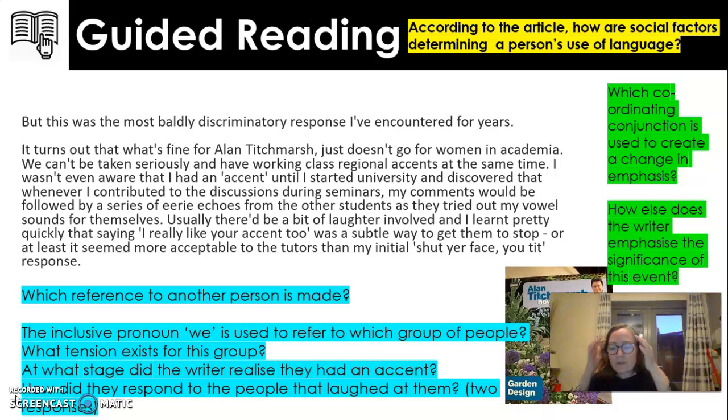Okay, now which reference to another person's made? Now this tells us something about the Telegraph demographic and who they think they're writing for, because yep, it's Alan Titchmarsh. Now we can see that because it's signifiers of a name, capital A, capital T, but actually the reference to that person only works if you know who Alan Titchmarsh is. Now, I know who Alan Titchmarsh is because my university housemate had a strange crush on him for years.